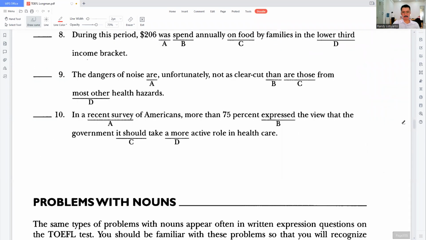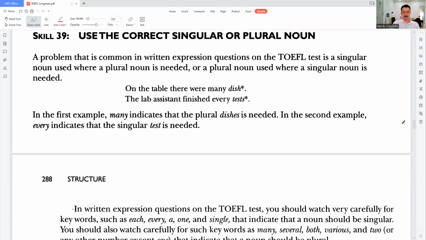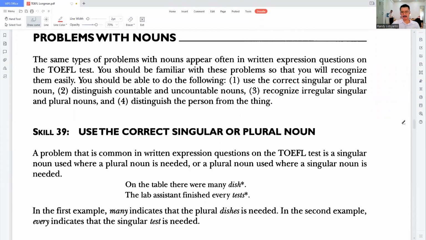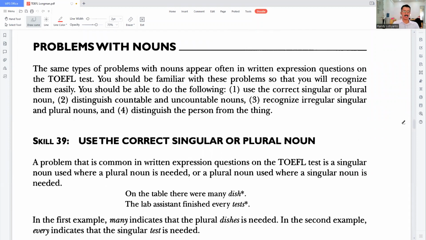Page 387. Well, okay, ladies and gentlemen, the first topic is about nouns. The same types of problems with nouns appear often in written expression questions on the TOEFL test. You should be familiar with these problems so that you will recognize them easily. You should be able to do the following.